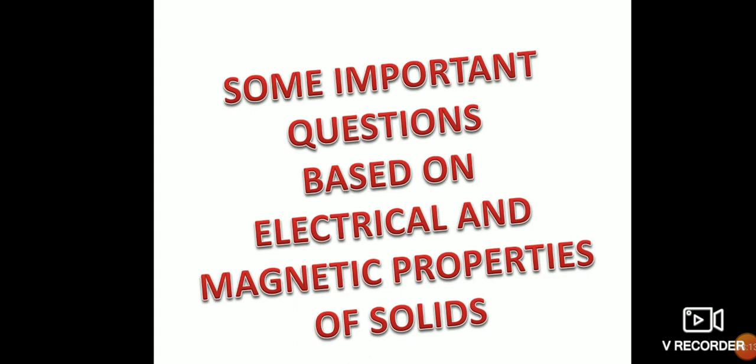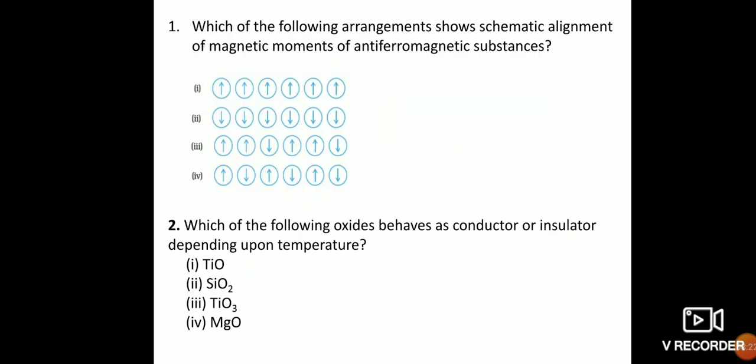This was all about magnetic properties. Now some important questions based on electrical and magnetic properties of the solid. Both parts I am including. Which of the following arrangements shows schematic alignment of the magnetic moments of antiferromagnetic substances?